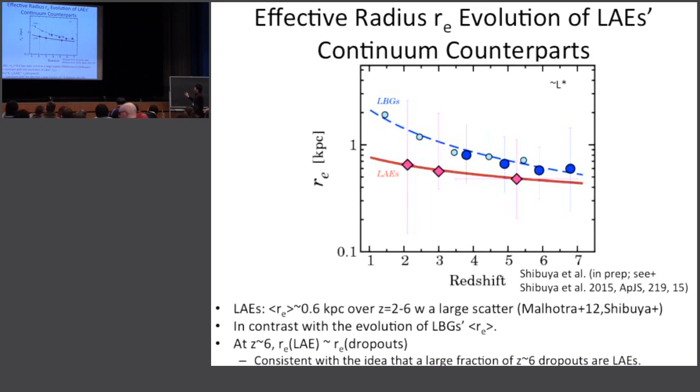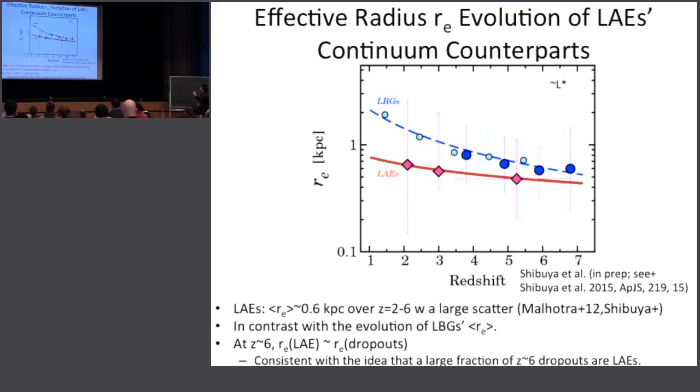on average, Lyman-alpha emitter continuum sources have an effective radius of around 0.6 kiloparsec from redshift 2 to 6. This is constant, but if you look at the Lyman break galaxies, as you know, the effective radius is decreasing towards high z by 1+z. So it is a very good contrast.